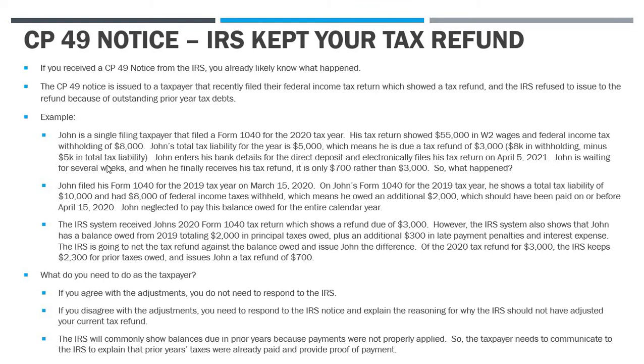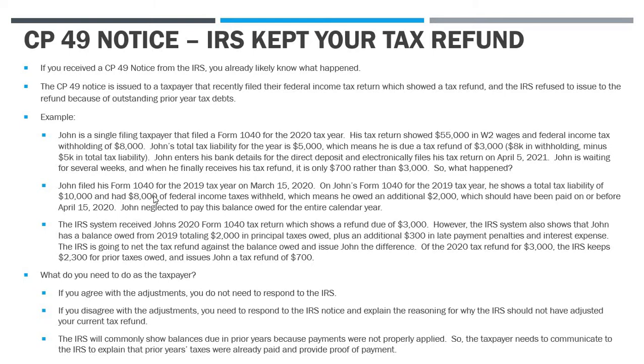He's waiting for several weeks, and when he finally receives his refund, it's only $700 rather than the $3,000. So John is wondering, what happened here? What went wrong? Well, in order to figure out what went wrong, we have to look at John's filing history.